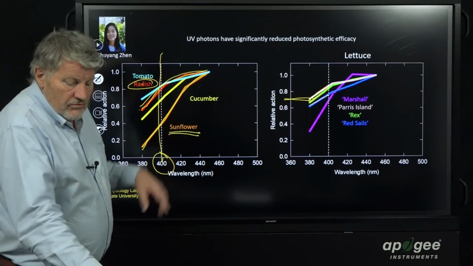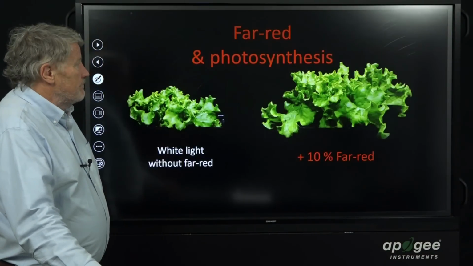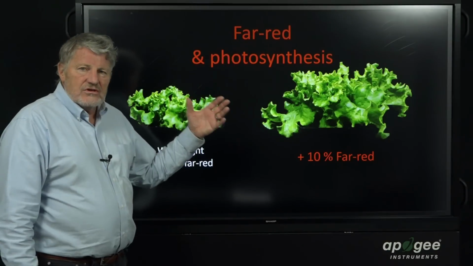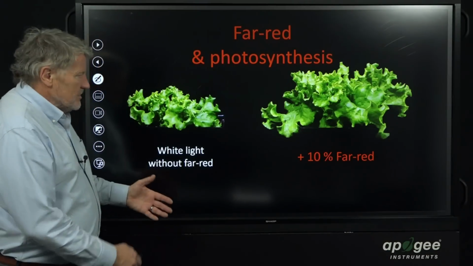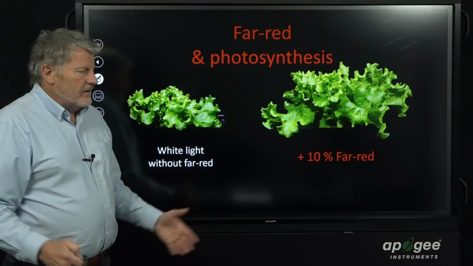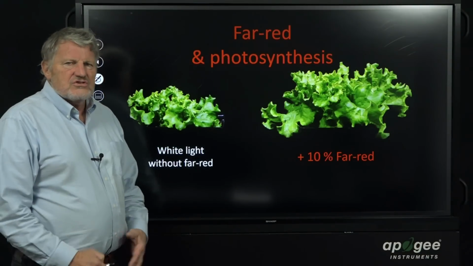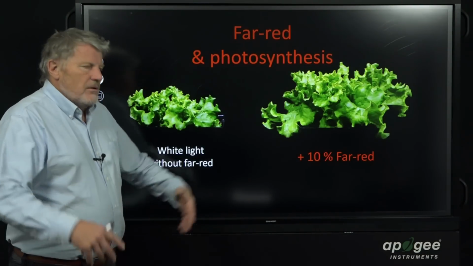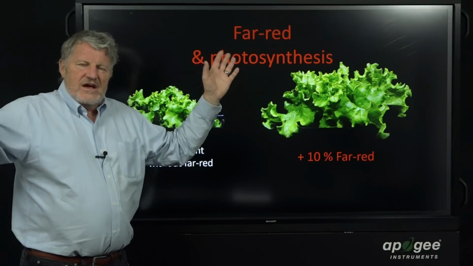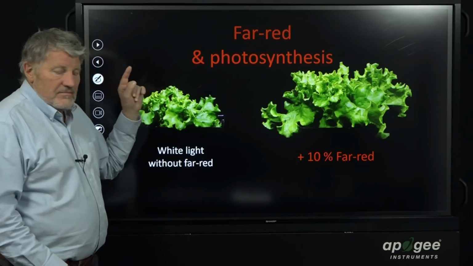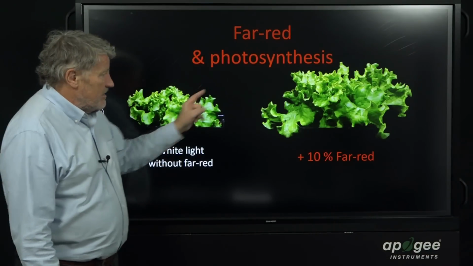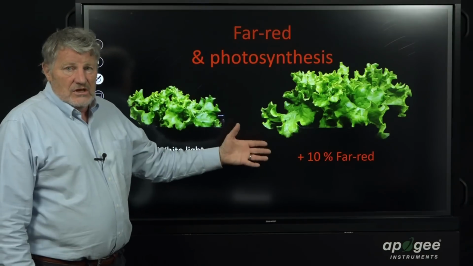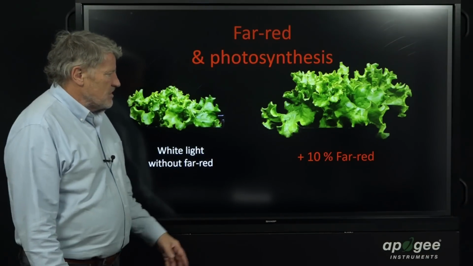So now let's move to the other end of the spectrum. Boom! Look at this effect. This is why this is such a big deal. This has been repeated now by scores of other scientists in laboratories. We know that far red makes lettuce leaf expansion take off. And this is a picture of lettuce without far red and with 10% far red. This is a big deal. Lots of literature on this.